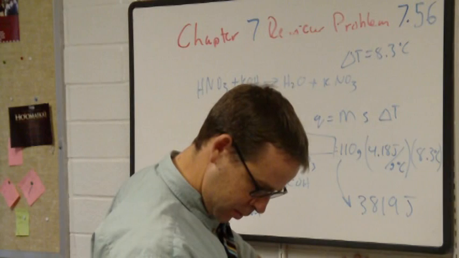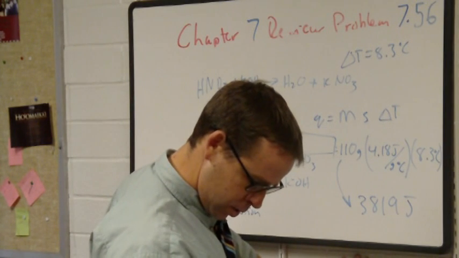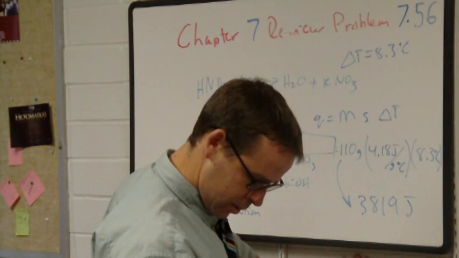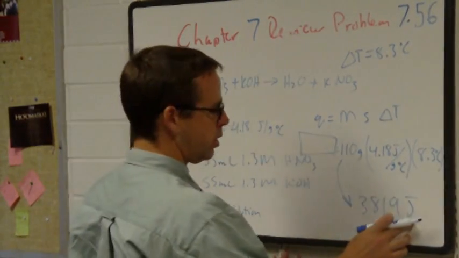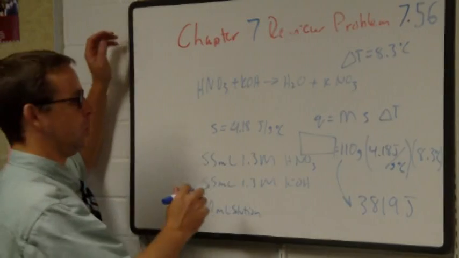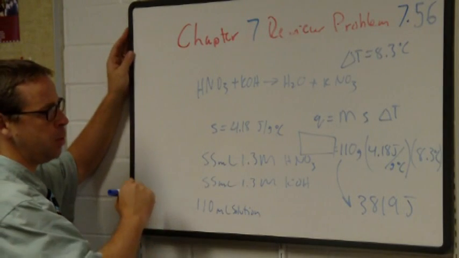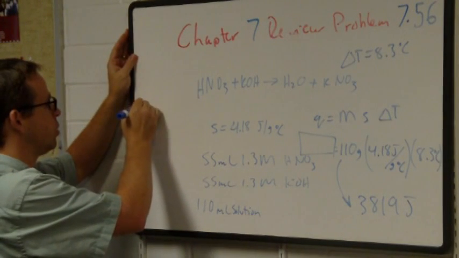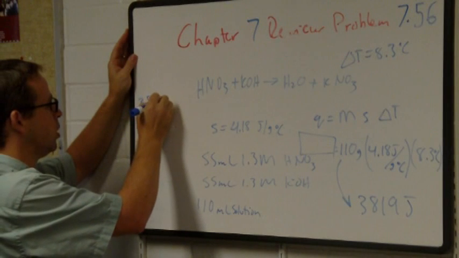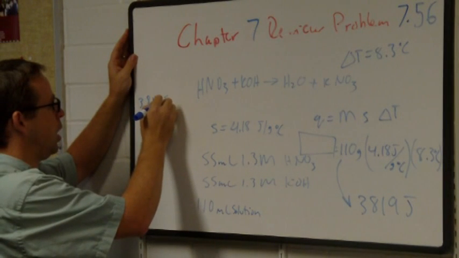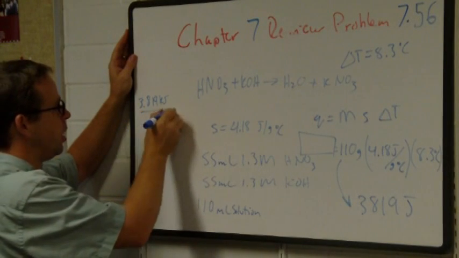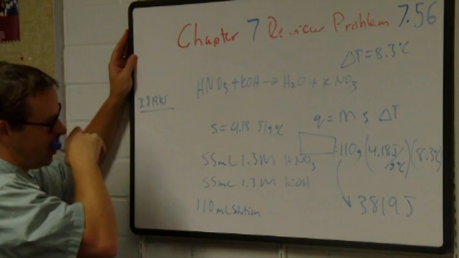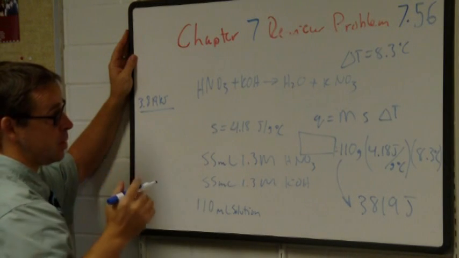Assume that the specific heats of solution, calculate the heat of reaction per mole of acid in units of kilojoules per mole. So we want to convert this into kilojoules per mole. So that's 3.819 kilojoules, and we want it per mole. So we have to divide it by moles of acid that were added, right? Moles of acid.